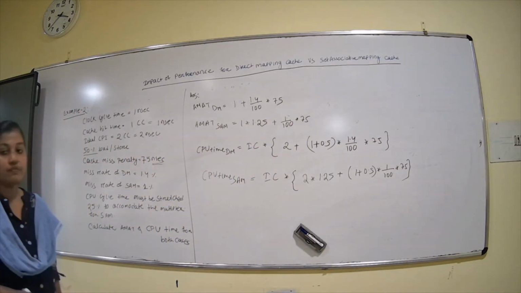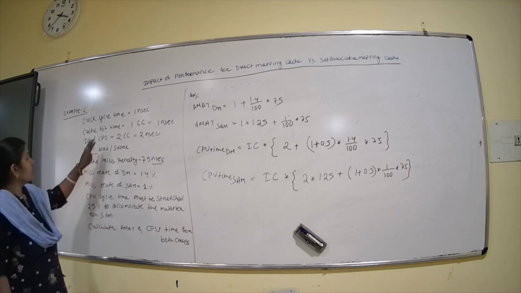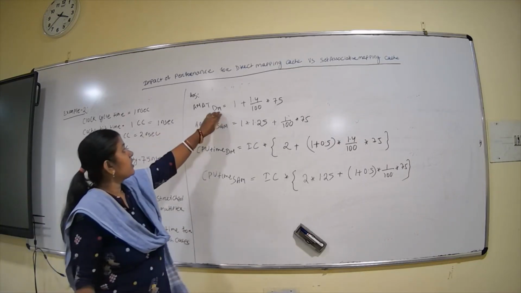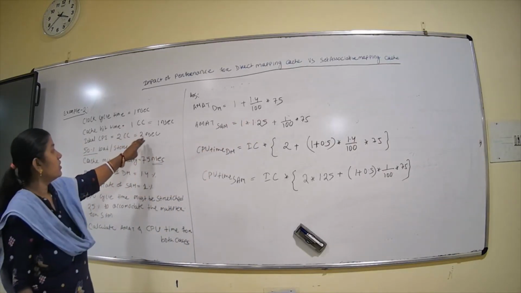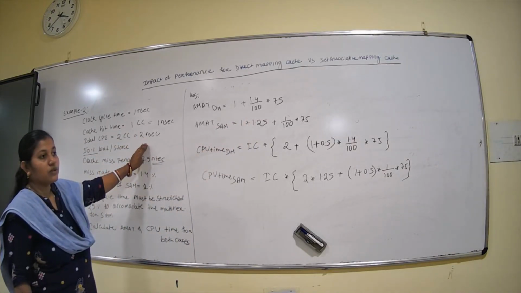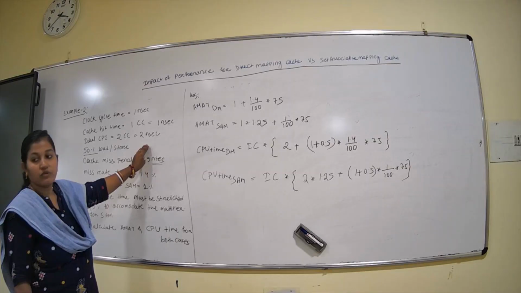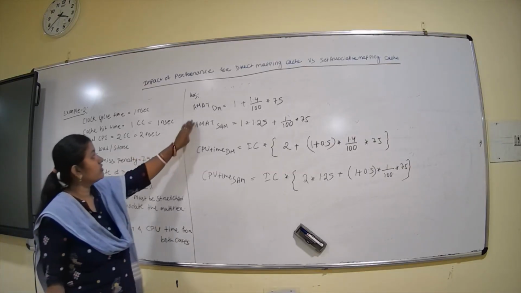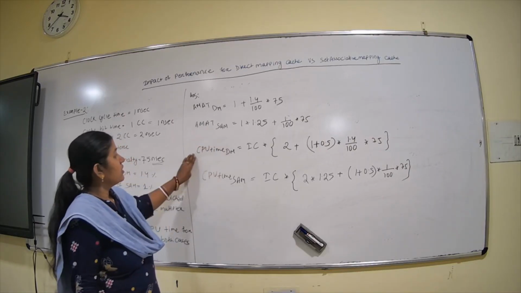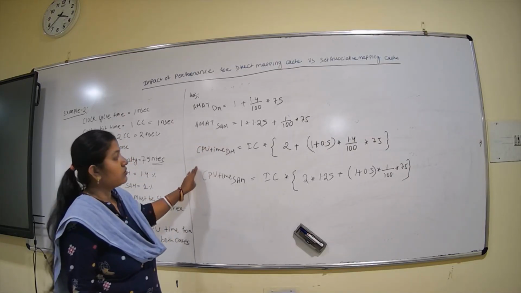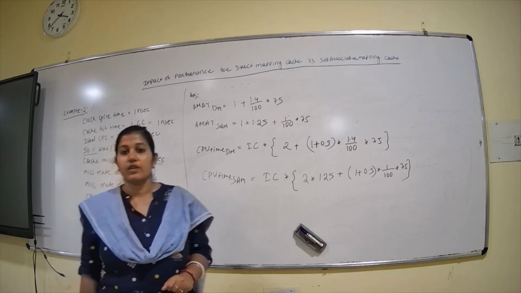Just see once what are the things given. For the average memory access time for the direct mapping, you just put the values. First you have to convert into one unit. Okay. So all are in one unit. Then you just calculate the average memory access time for the direct mapping and set associative mapping. Now same for the CPU time. Just put the values in the formula. Okay.